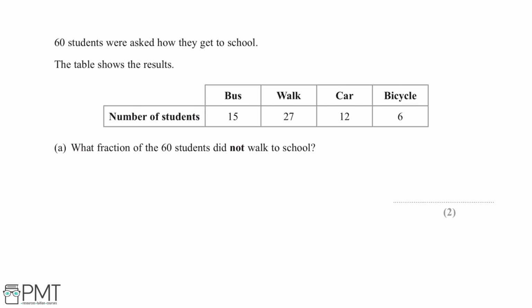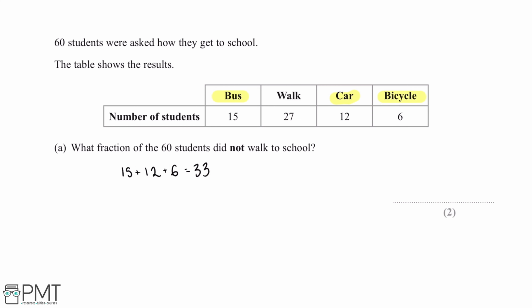So in order to work out the answer, we'll need to work out the number of students which travelled by bus, car and bicycle. So the number of students which did not walk to school is 15, add 12, add 6. And this is 33.